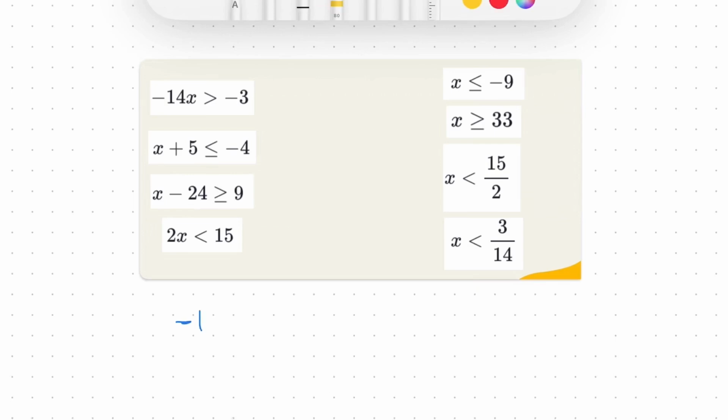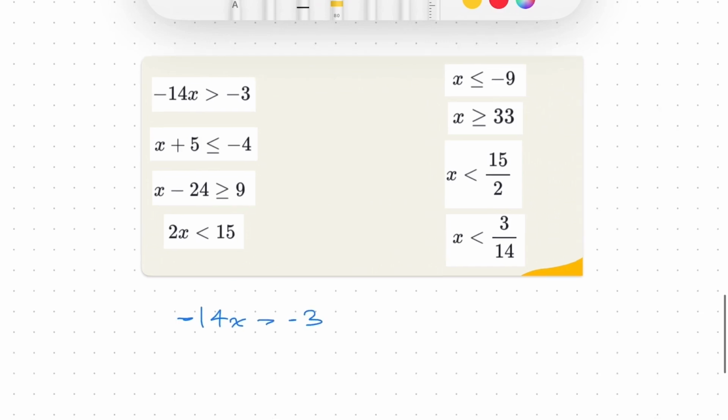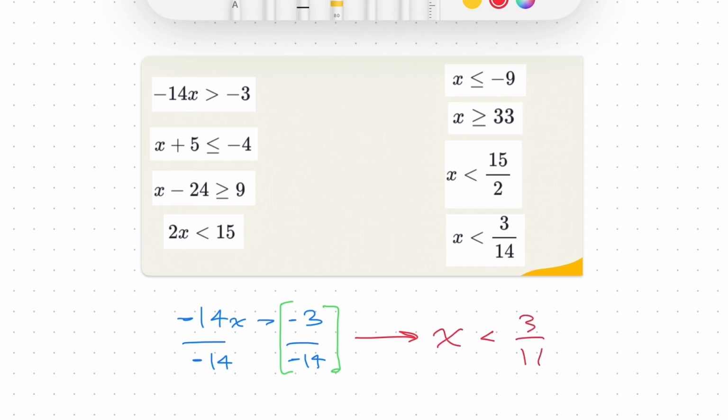So for our first inequality, we have negative 14x is greater than negative 3. Simply divide both sides by negative 14, and we see that the right-hand side gives us a positive value, because two negatives cancel out to become positive. Remember that since we divided both sides by negative 14, our inequality sign switches position. So our final answer ends up becoming x is less than 3 over 14. So we can match our first.